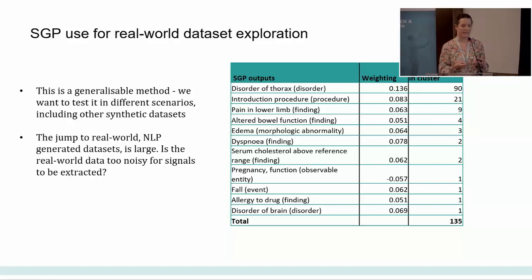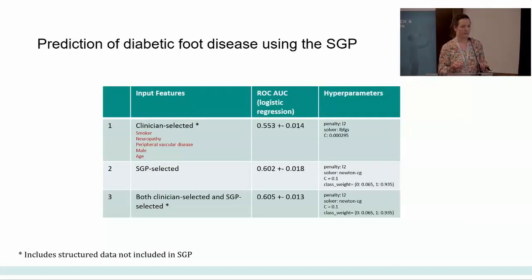But then I guess the big question is, how does this help with machine learning models? Just as a very baseline, we used a logistic regression and compared when a clinician selects their favorite predictive features of diabetic foot disease to those pulled out using the SGP. As this is a real world data set and very, very messy, our numbers are not super impressive, but I think you can see that there is an improvement with the SGP.